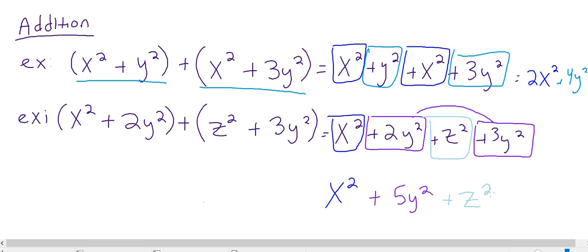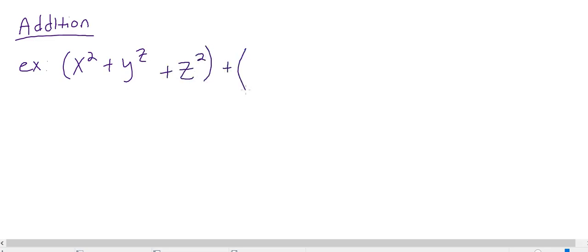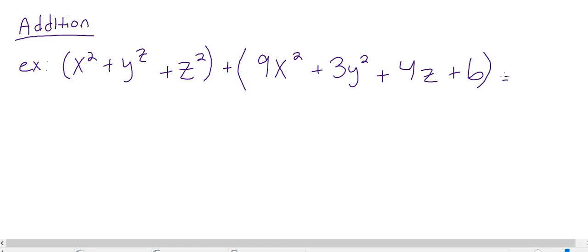Let's look at another example. Let's look at a trinomial plus a polynomial with 4 terms. X squared plus y squared plus z squared plus 9x squared plus 3y squared plus 4z plus b. Let's rewrite this as a long string of monomials because we can just drop the parentheses when we're doing addition.